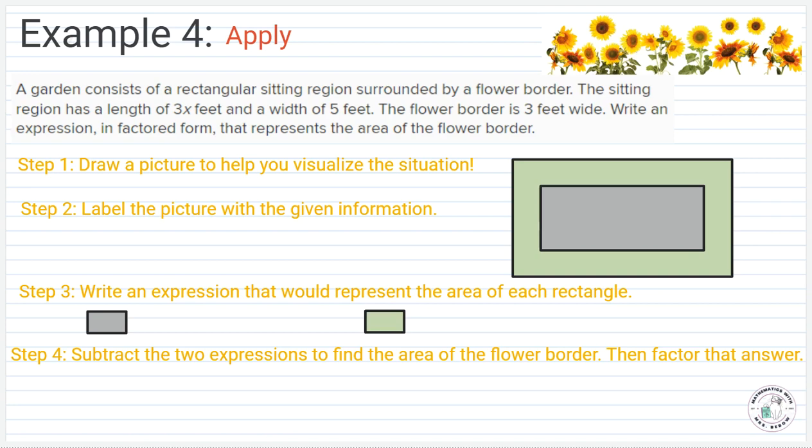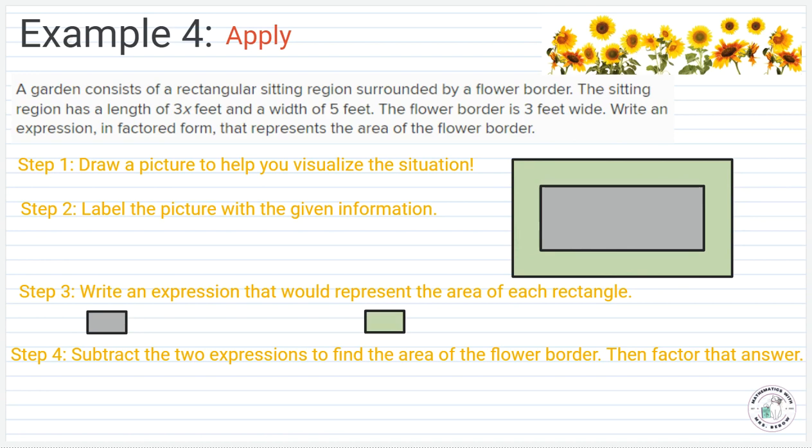With this problem, my first step is to draw a picture. I don't know why this question does not provide one, because it really does help us visualize what's going on. This gray box is going to represent the sitting area, and the green is going to be that flower border. This is a really nice strategy, and it's so simple. Just draw yourself a picture. So that's what we did.